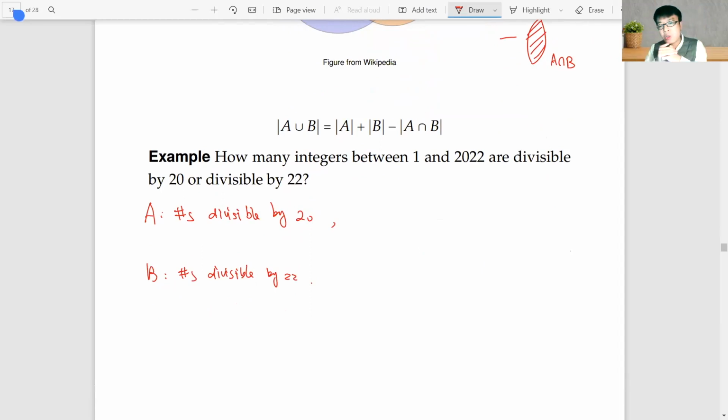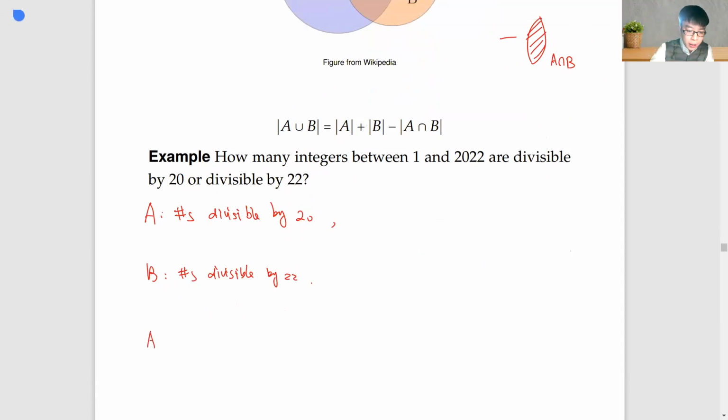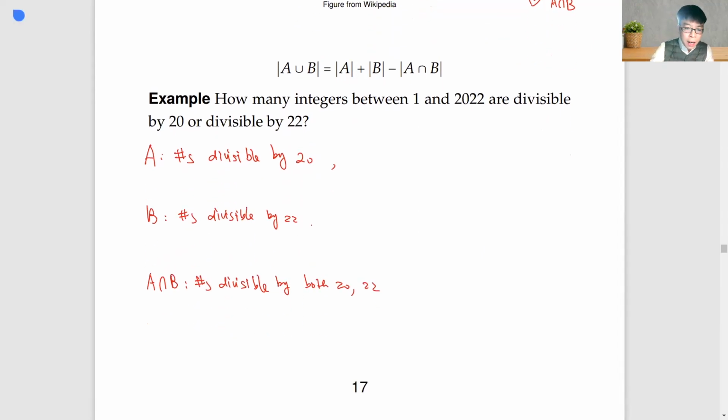Okay, in the computation, we also need A intersect B. So A intersect B means the numbers divisible by both 20 and 22. And that corresponds to numbers divisible by their least common multiple, LCM. We just learned LCM. And you check the LCM here is 220.